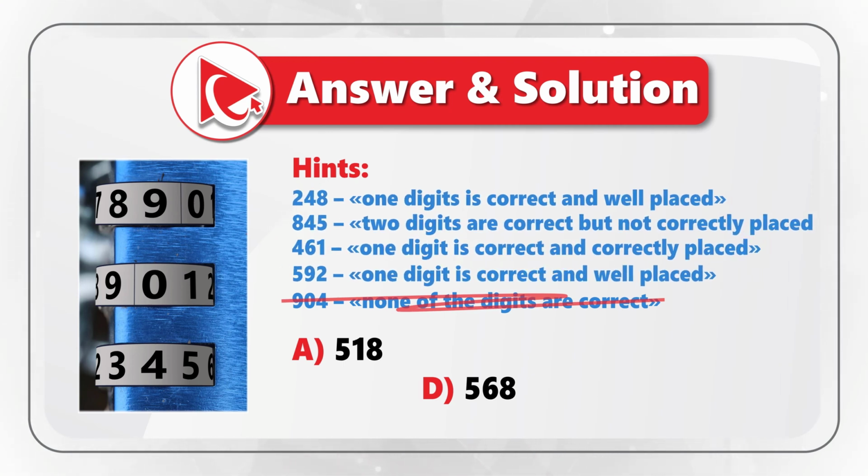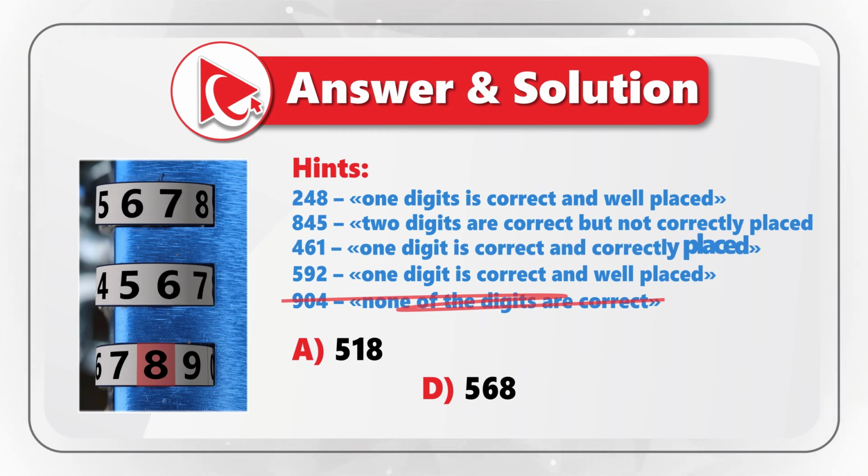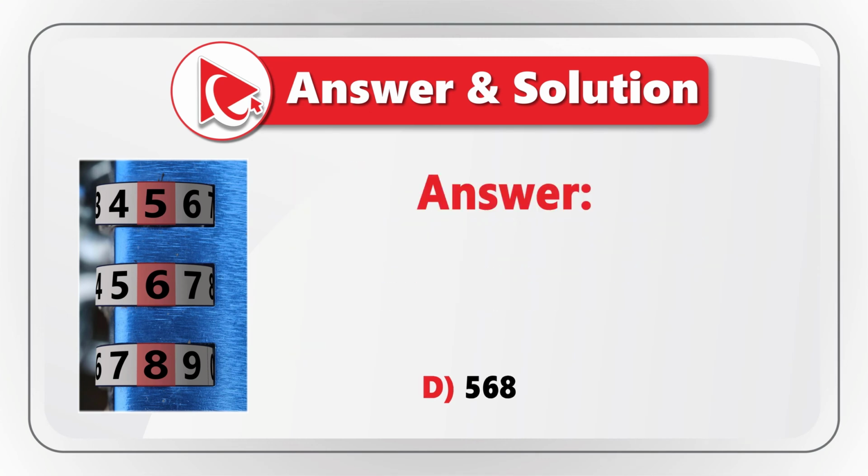If we look through the remaining 4 hints, we learn that in hint 1, where digits are 2, 4, 8, only 1 digit is correctly placed, which is digit 8. In hint 2, 2 digits are correct, but they are not correctly placed, and they are digits 8 and 5. In hint 3, only 1 digit 6 is correct, and it is correctly placed. And last but not least, in hint 4, digit 5 is correct, and it is well placed. Based on this, the correct answer here is choice D, 568.